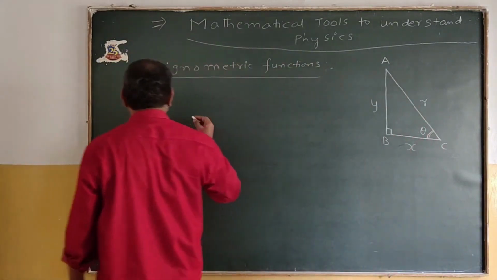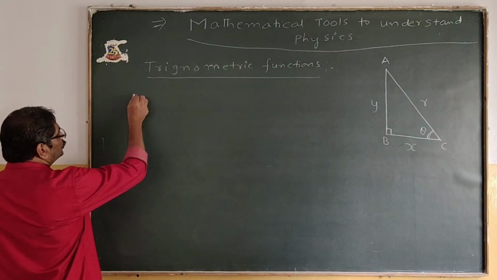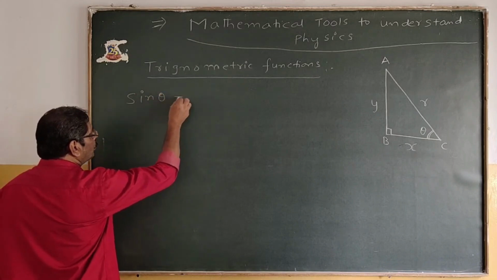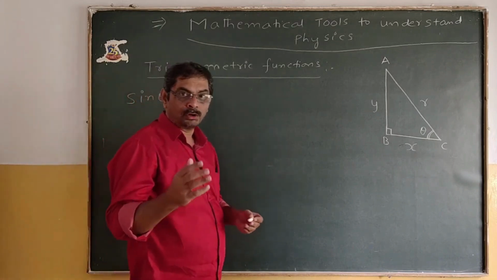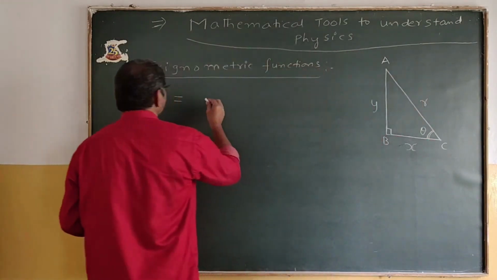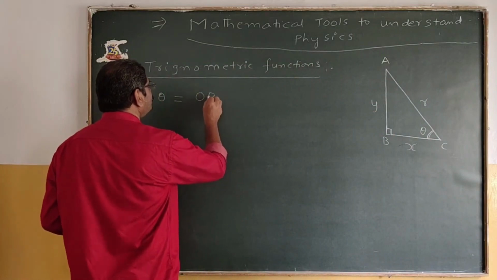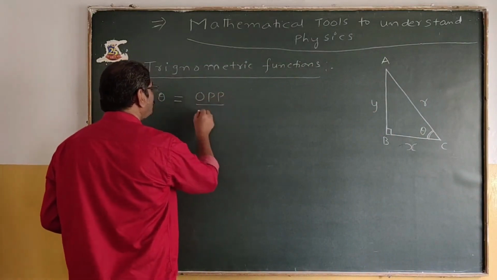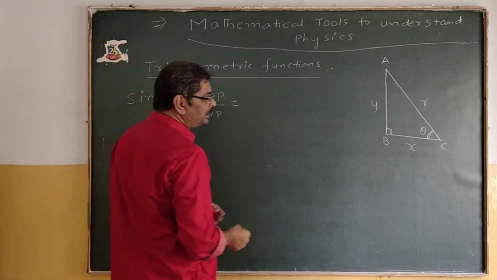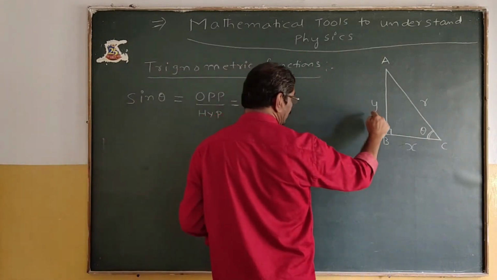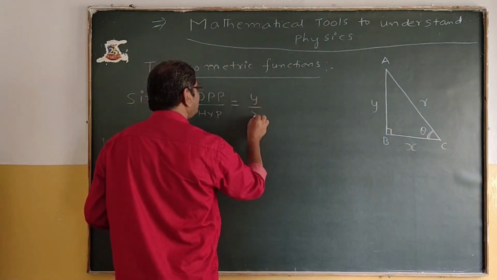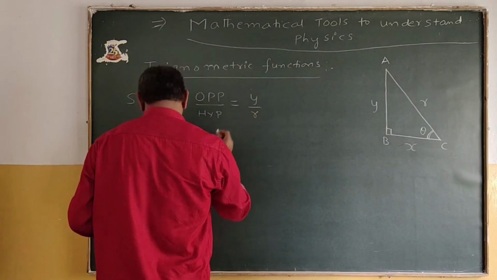From the right angle triangle, I can write down sine theta. You already know sine theta is always defined as opposite by hypotenuse. So sine theta is numerically equal to opposite divided by hypotenuse, which from the diagram is y divided by r.